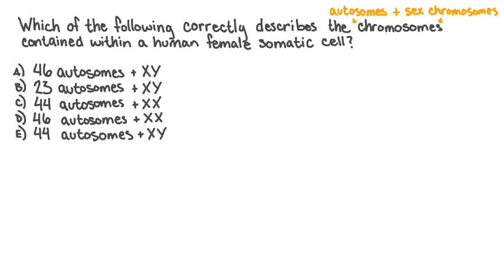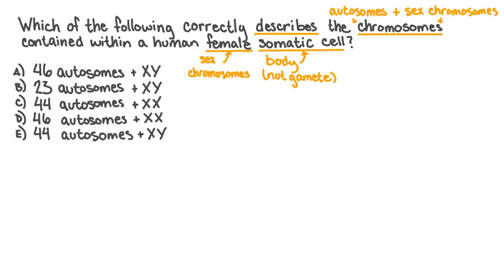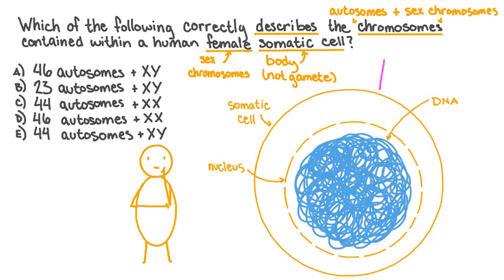This question is asking us to describe the chromosomes, including autosomes and sex chromosomes, that we would expect to find within a typical female somatic cell. First, we'll need to recall the chromosomes found within a typical body or somatic cell, as well as the sex chromosomes that we would expect a human female to possess. This is a basic diagram of a typical somatic cell.